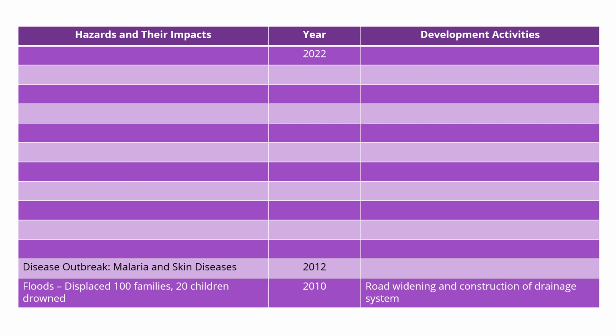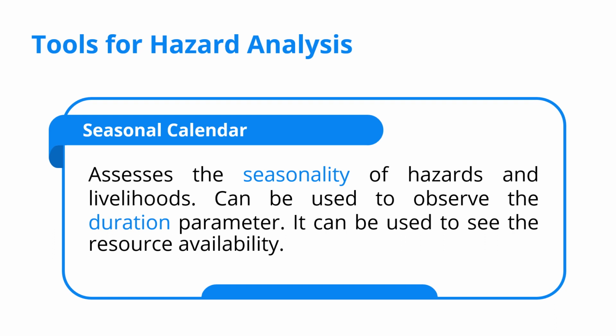But please note, we earlier talked about climate change, and climate change will have an impact on the hazards. So this will basically introduce new risks and vulnerabilities to local communities. So we need to take that into consideration when we are doing the risk assessment process. Now, the second tool is what we call the seasonal calendar.